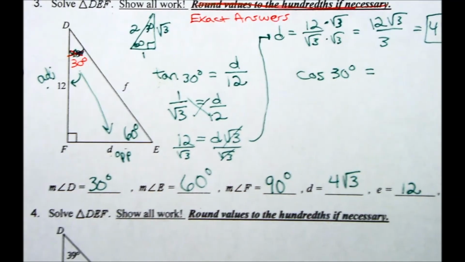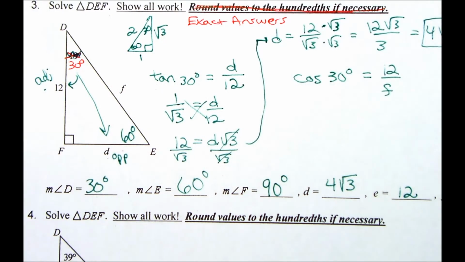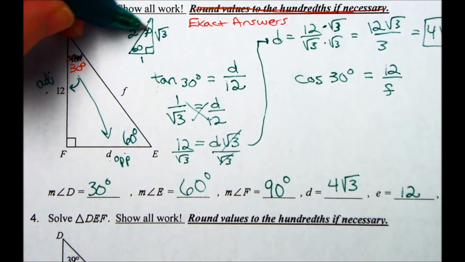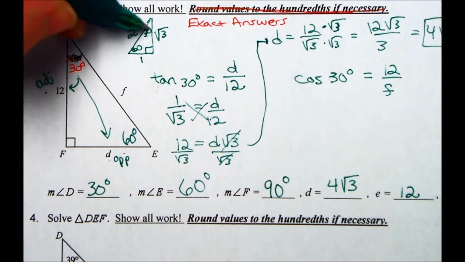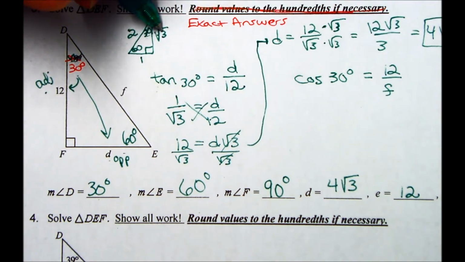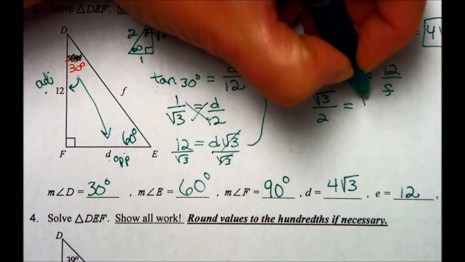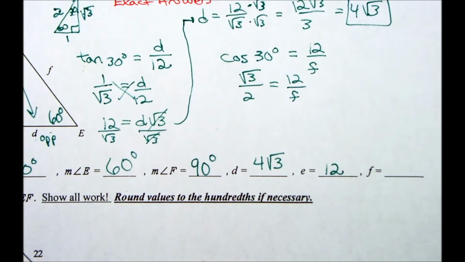Zoom out a little bit so we can see all of that. So adjacent is 12 over the hypotenuse, which is F. If we look at our little reference angle here, if our 30-degree angle is here, we're trying to find cosine of 30 degrees. Cosine of 30 degrees is the adjacent, which is square root of 3, over the hypotenuse, which is 2. So I'm going to rewrite the cosine 30 degrees as square root of 3 over 2 equals 12 over F. And then again, we're going to cross multiply and solve.